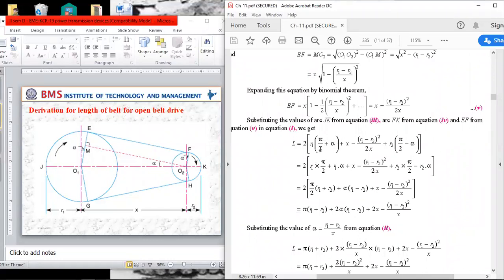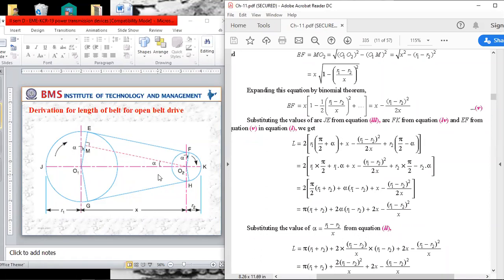Just multiplying the r1 with this, then plus x minus and so on, and then separating the terms having the pi by 2. Pi by 2 is taken common, then alpha is taken common, then separated. So in place of alpha, we need to replace the value which you have found out by using the trigonometric equation, that is sin alpha.